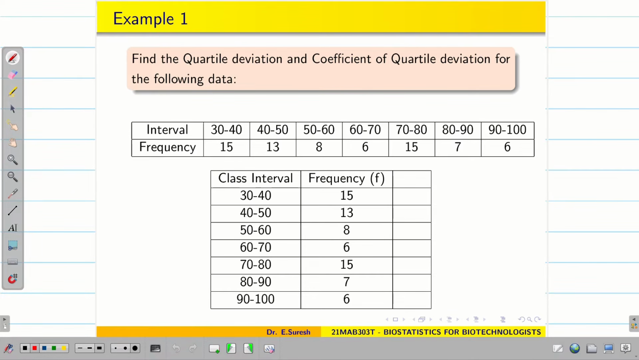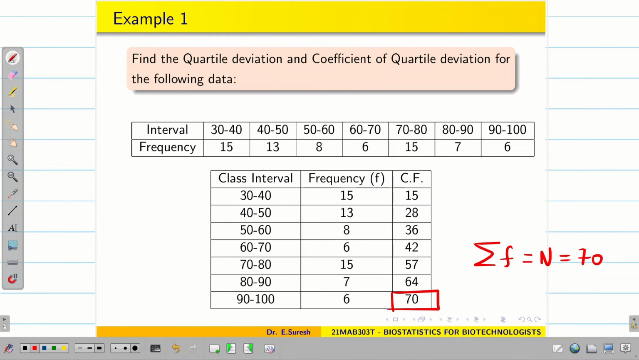Then the second step is cumulative frequency. First you write the initial value here. Now 15 plus 13, 28. 28 plus 8, 36. 36 plus 6, 42. Like this you have to fill the table. And the final value is going to be the sum of my frequencies, that is capital N. Here it is 70.